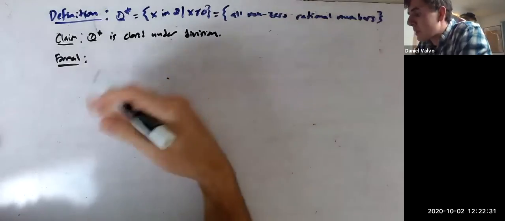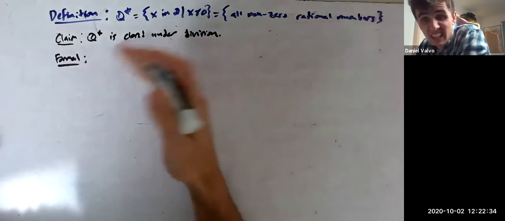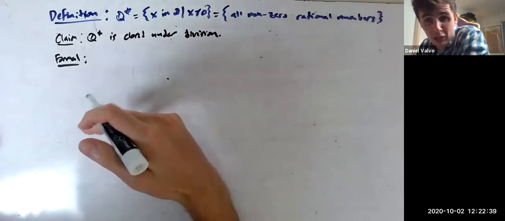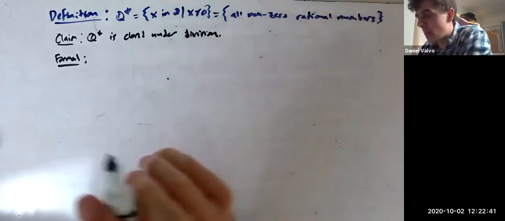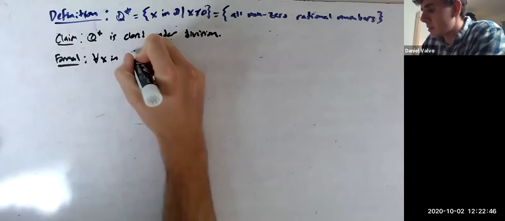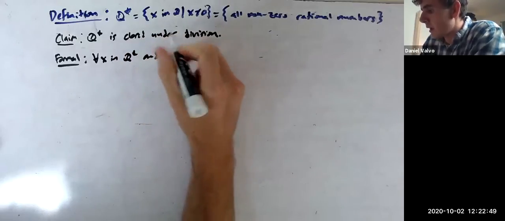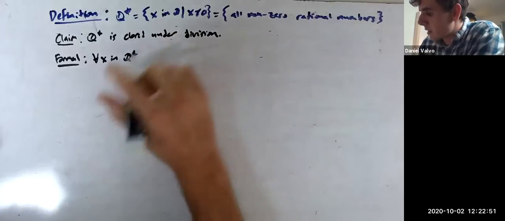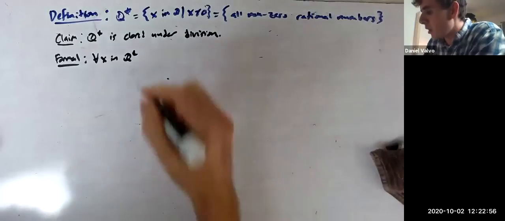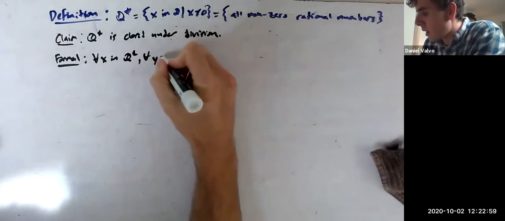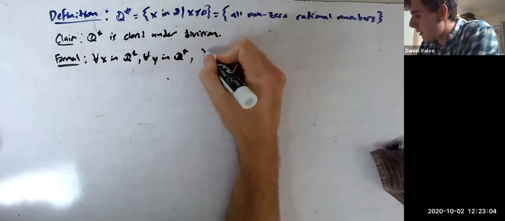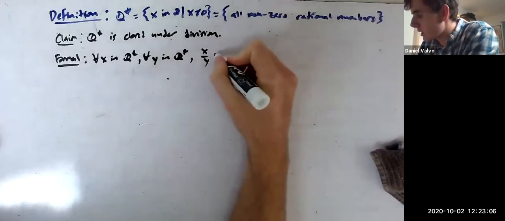Being closed under any operation means that if you take any 2 elements in the set and put them through the operation, the result stays in that set. You can't get out of the set by doing that operation. So what I mean is that for all x in Q star, for all y in Q star, x over y, the division, stays in Q star.